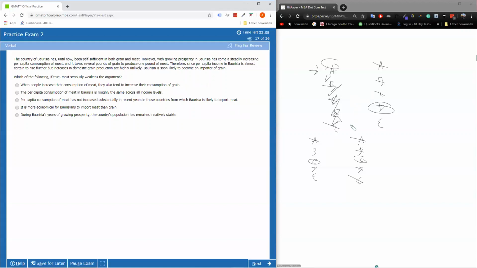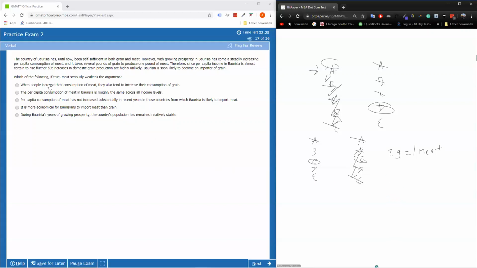The country of Baurisia has until now been self-sufficient in both grain and meat. However, with growing prosperity in Baurisia has come a steadily increasing per capita consumption of meat. And it takes several pounds of grain to produce 1 pound of meat. So grain equals meat. Therefore, since per capita income in Baurisia is almost certain to rise further, but increases in domestic grain production are highly unlikely, Baurisia will likely become an importer of grain.